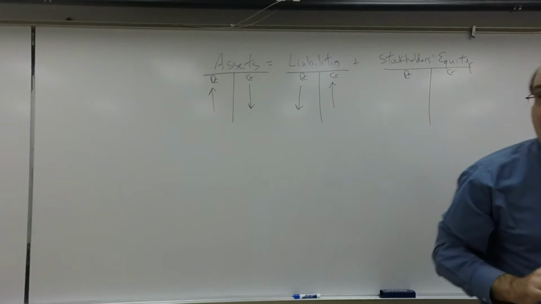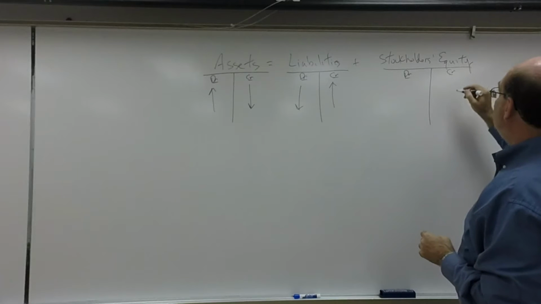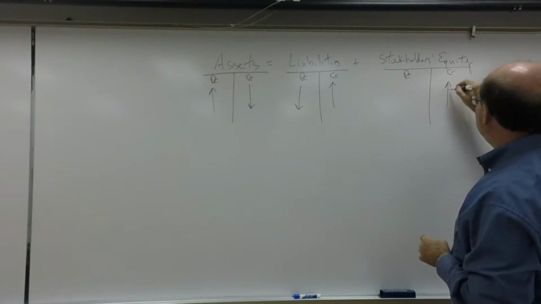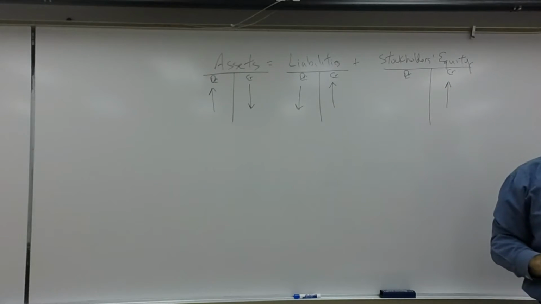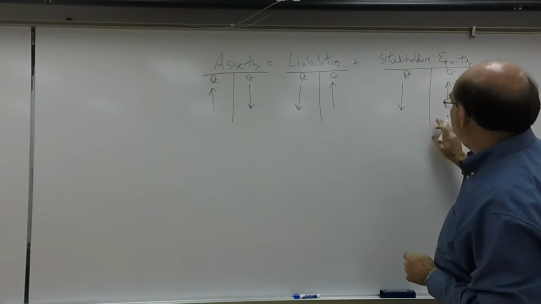Stockholders' equity is the same way. It's on the other side of the equation, right? It's on the other side of the equal sign from assets. So anything that's going to increase stockholders' equity is going to be a credit. Anything that's going to decrease stockholders' equity is going to be a debit.